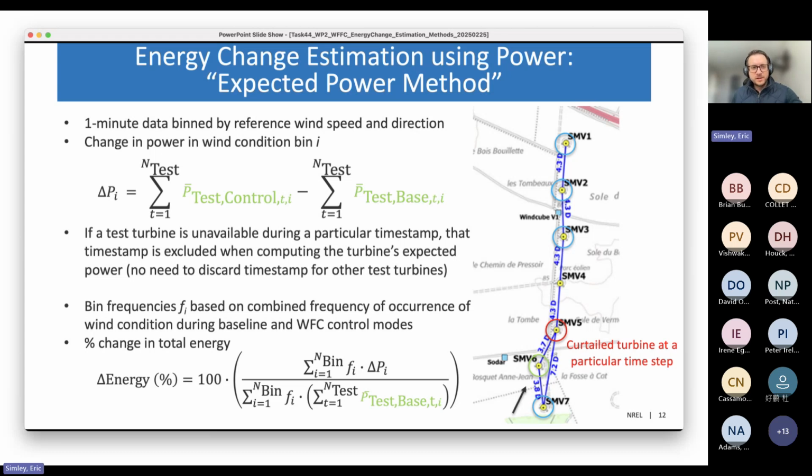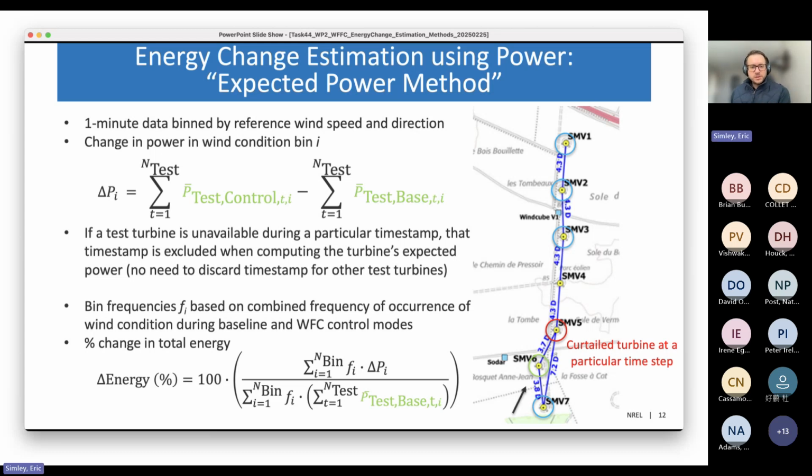And so the advantage of summing the mean values rather than summing the turbine powers first and then taking the average is that if there's a timestamp where one of the test turbines is unavailable, we don't need to discard that entire timestamp. We just don't include that timestamp when computing the average power of that particular turbine, but we can still use that data to compute the average power of the other test turbines. So this has some advantages for larger wind farms, larger data sets where we would discard too much data if we required all turbines to be operating normally at each timestamp.